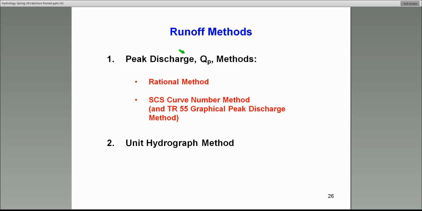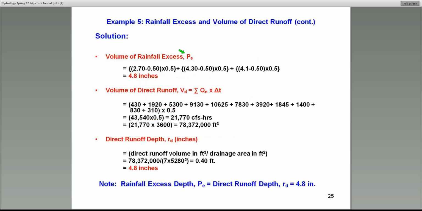method, use this information. Let me scroll down my chat box because I've got a lot of other questions coming up here. I sometimes lose track of this. Can you say how you calculated PE again? Somebody's asking about, let me review that again. He wants to know how you calculated this PE, rainfall excess.